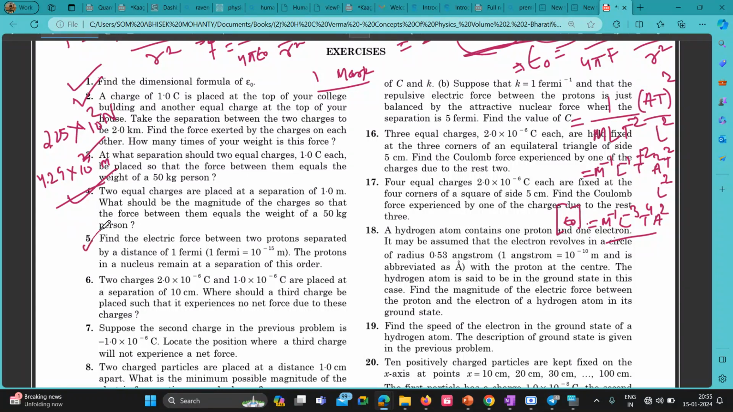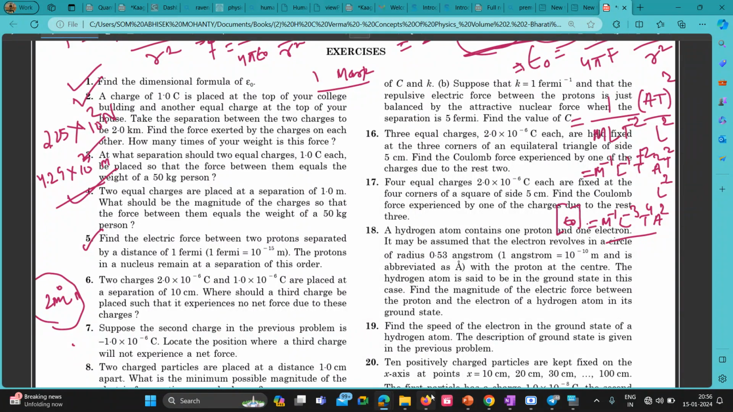Okay. Number 6. Two charges, 2 into 10 to the power minus 6 and 1 into 10 to the power minus 6, are placed at a separation of 10 centimeter. Where should a third charge be placed such that it experiences no net force due to these charges? You read this question and try. You have 2 minutes.